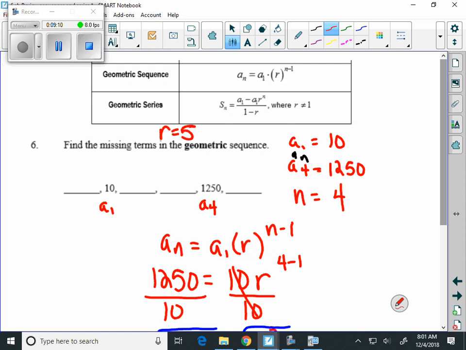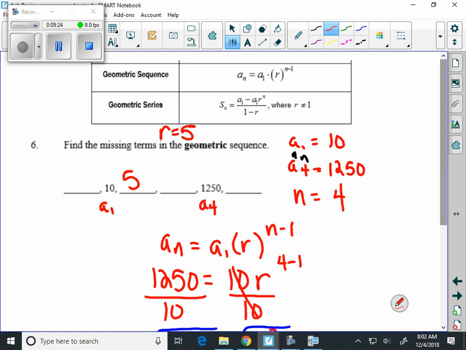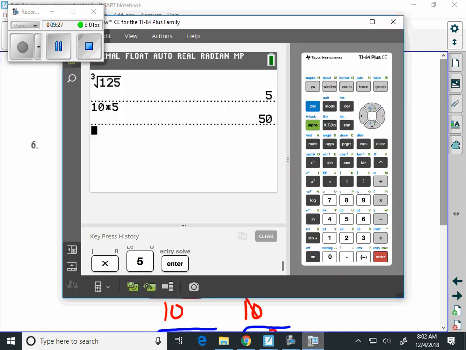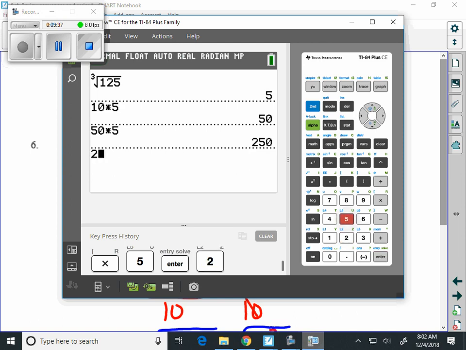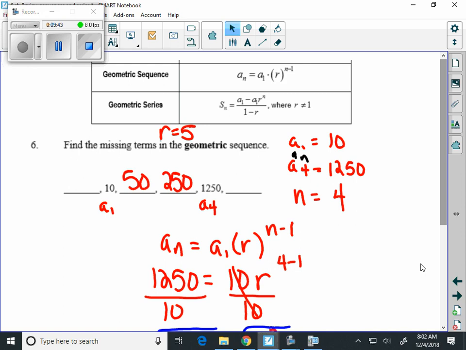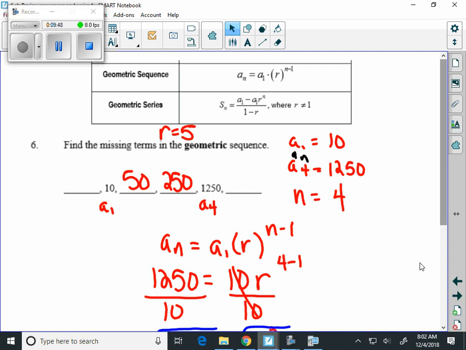But now that we know that our common ratio is 5, we can fill this in. And just like a problem that we did earlier on this, when we go to the right, we're multiplying. So we're going to take 10 times 5 is 50. 50 times 5 is 250. Check and balance. 250 times 5, 1250. We're good so far. 1250 times 5 gives us 6,250.